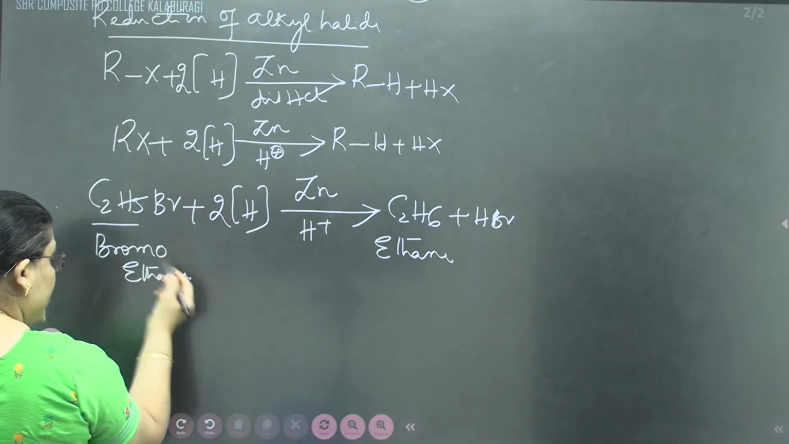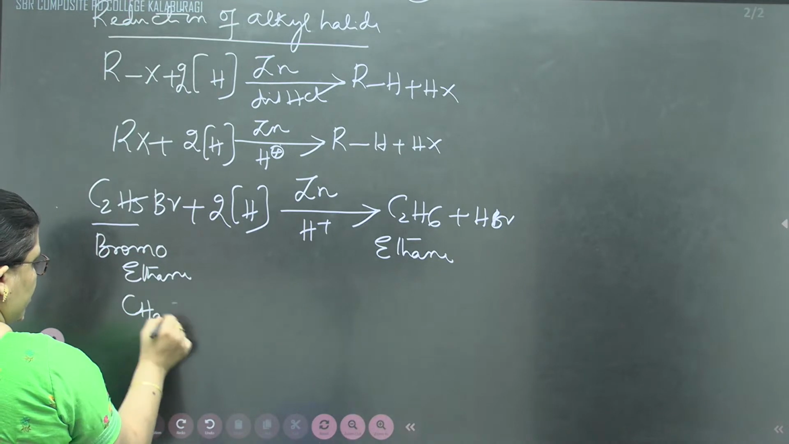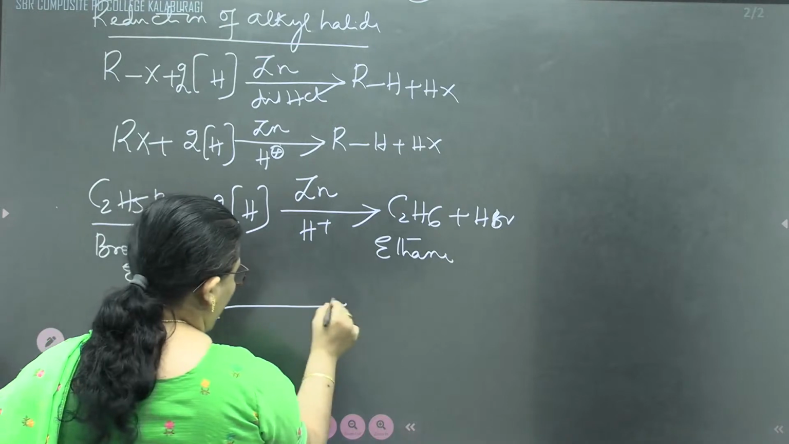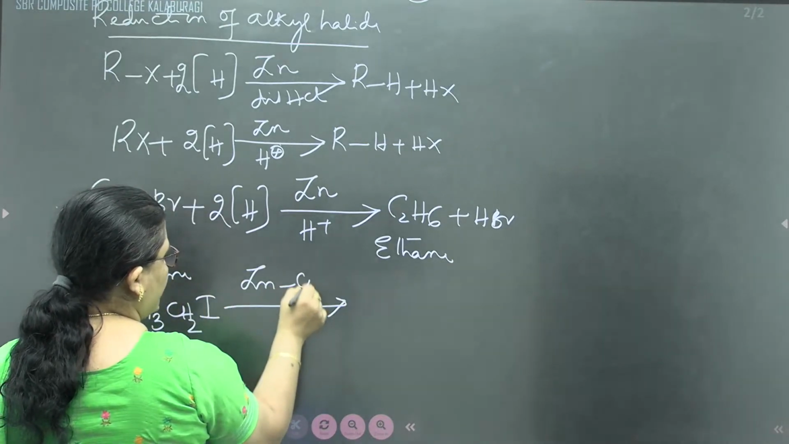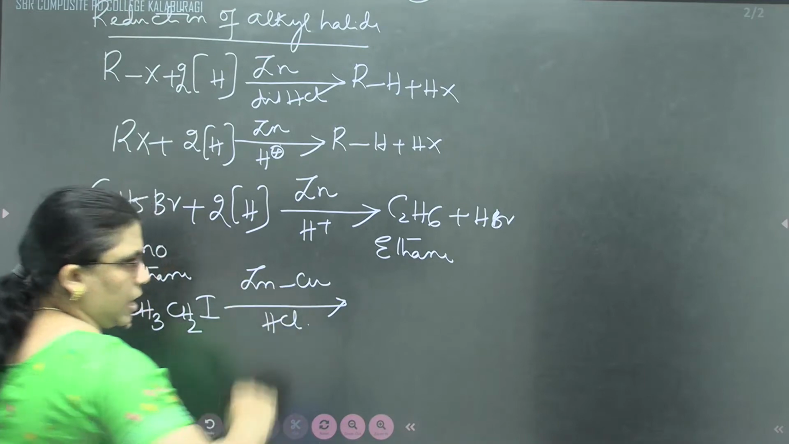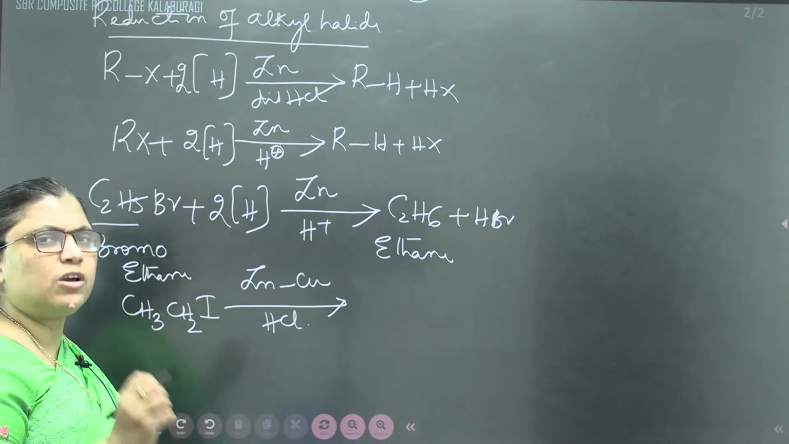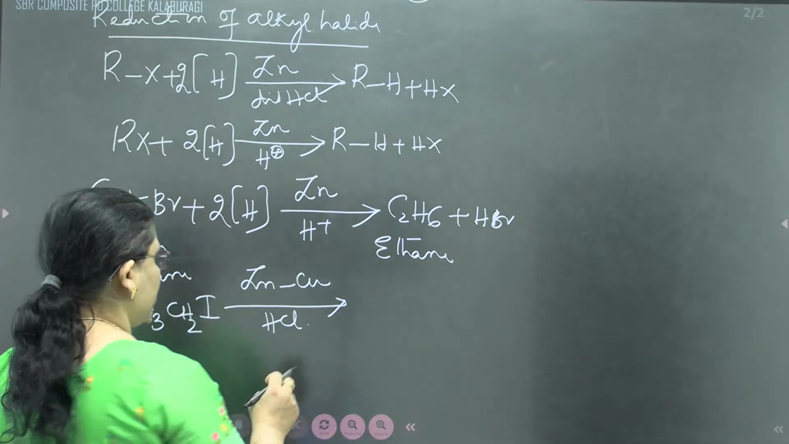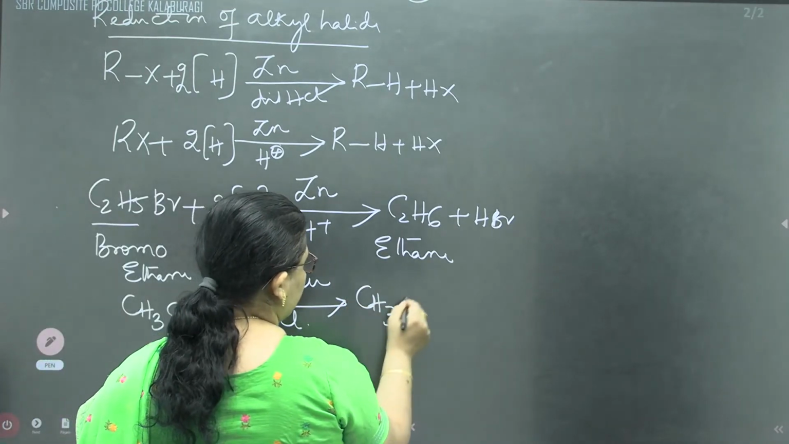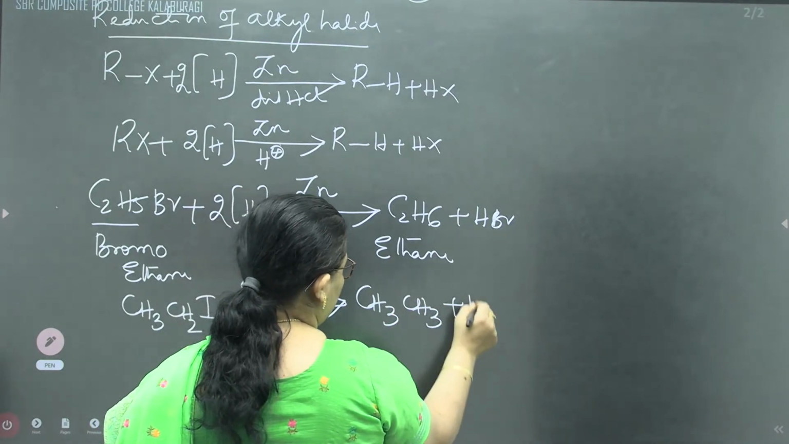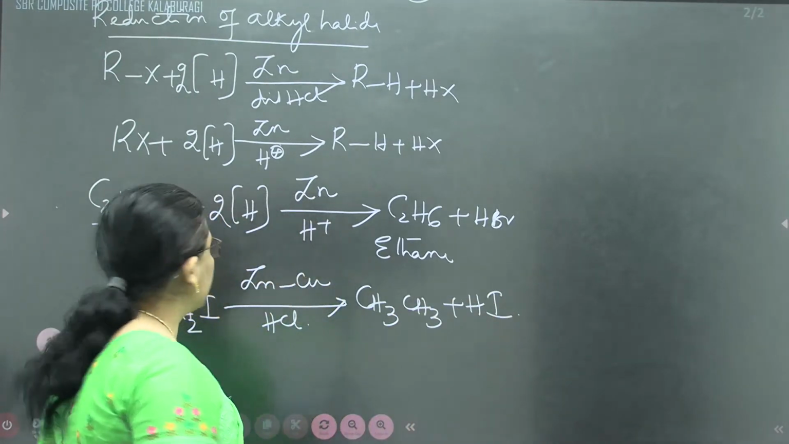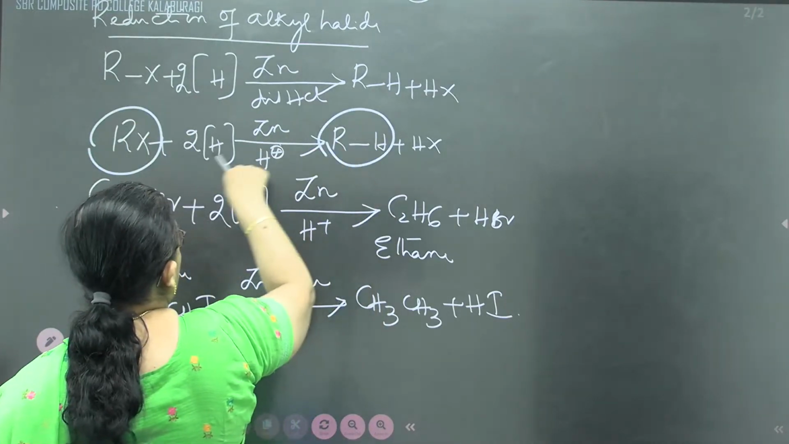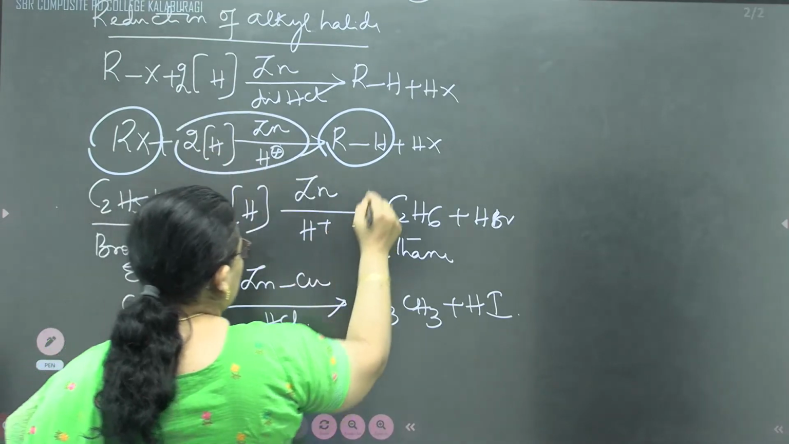Instead of this one, we can even use CH3CH2I. On reduction, we can use zinc copper couple in presence of HCl. Any suitable reducing agent can be used to convert it into ethane. So overall we can say that alkyl halides are converted into hydrocarbon by reduction.